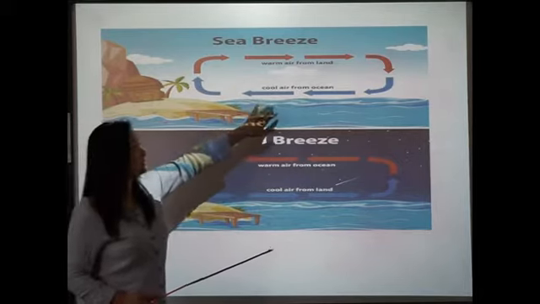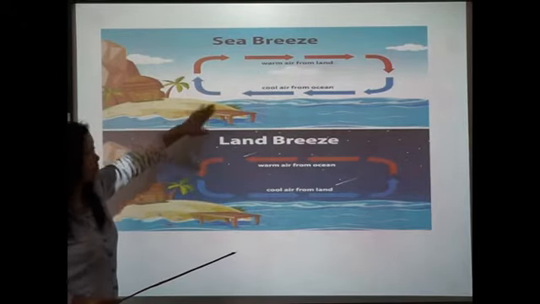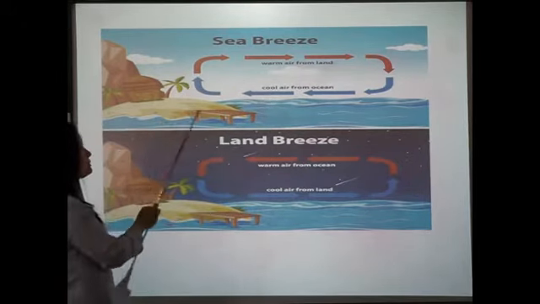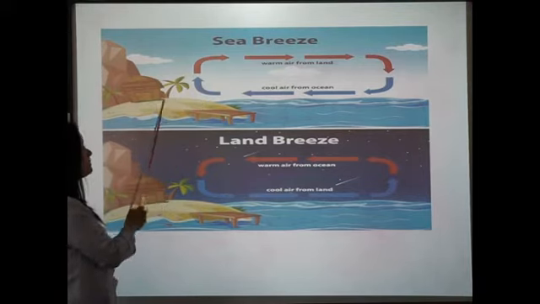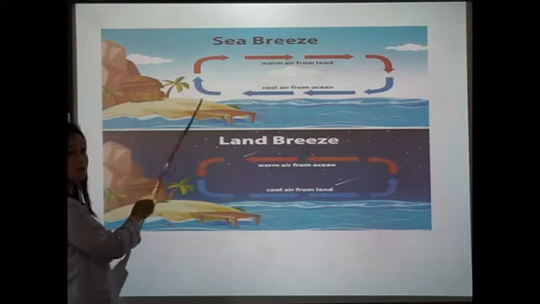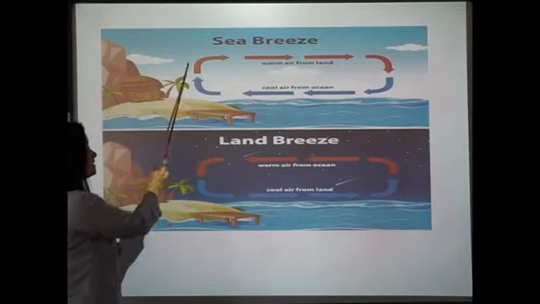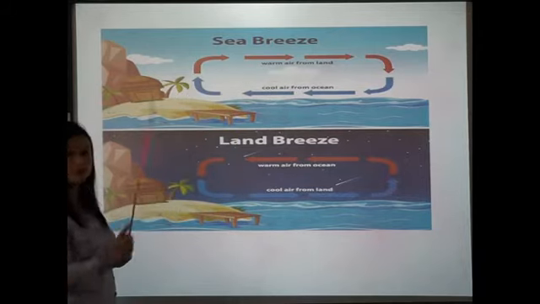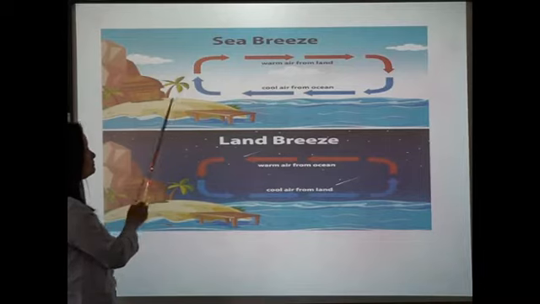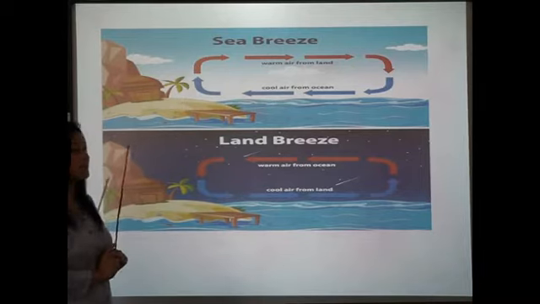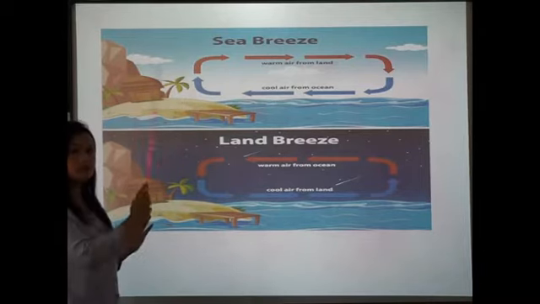The cool air from the sea rushes towards the land and fills the space. Again, the cool particles of the sea get heated and then they rise up. Again, another set of cool particles from the sea come to the land. So this is how sea breeze takes place.